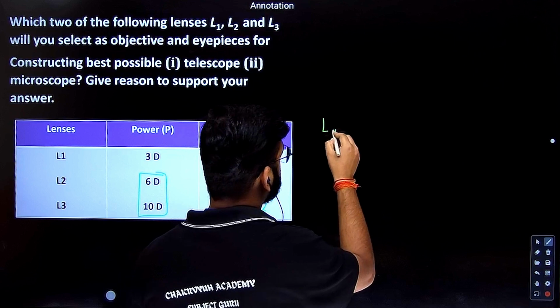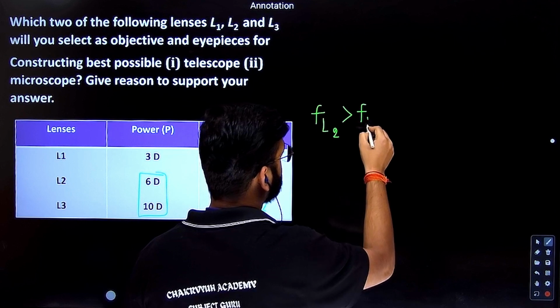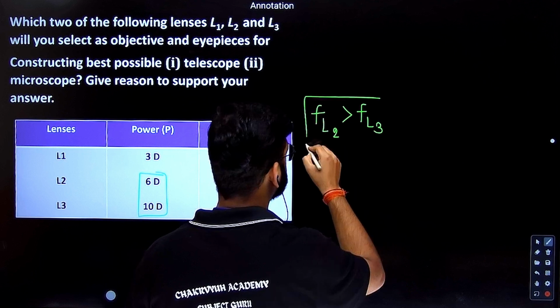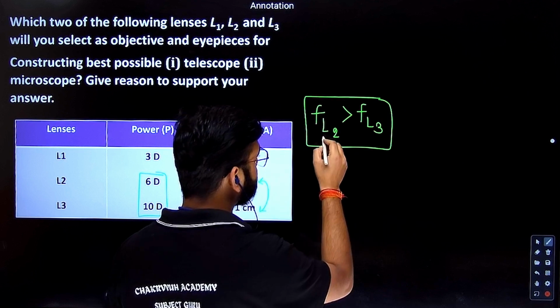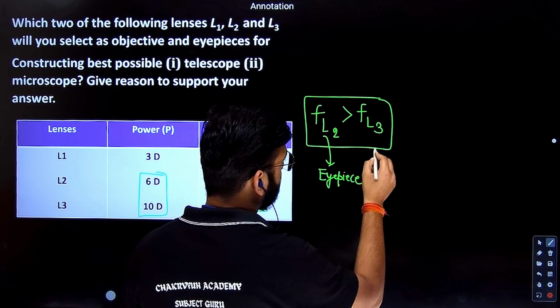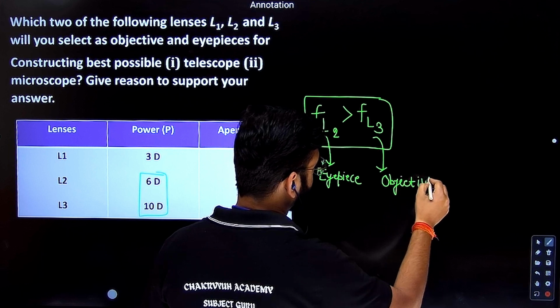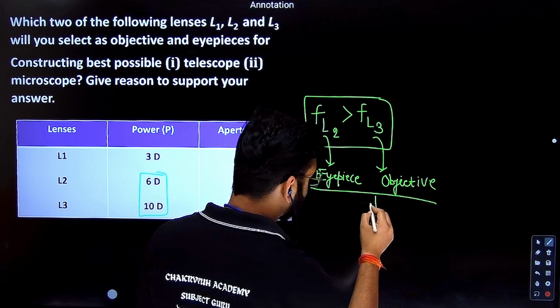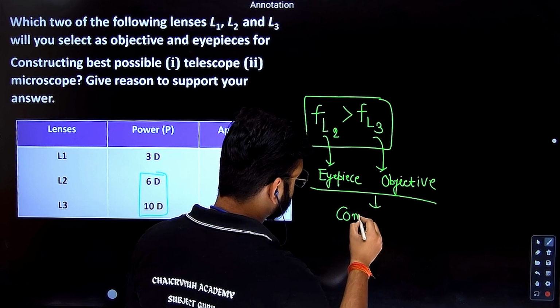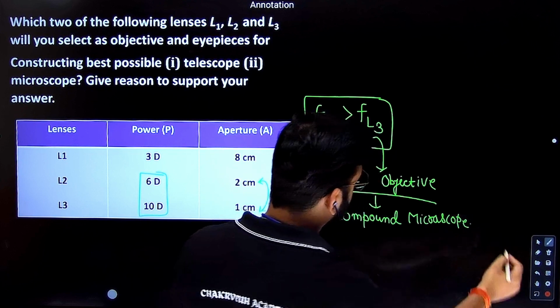So the focal length of L2 is higher as compared to the focal length of L3, right? It means L2 will act as the eyepiece and L3 will act as the objective. And this calculation we are doing for the compound microscope. I hope that funda is clear.